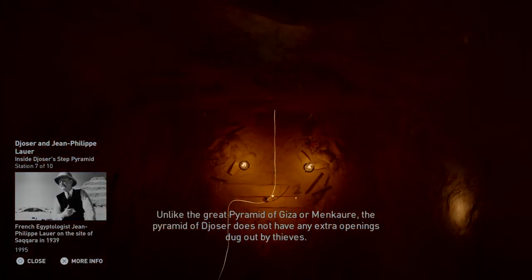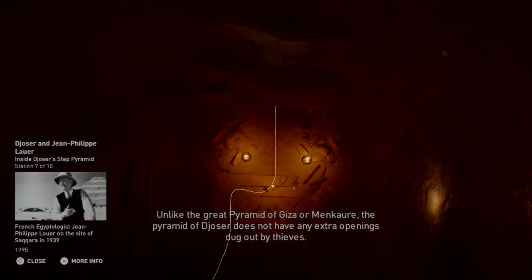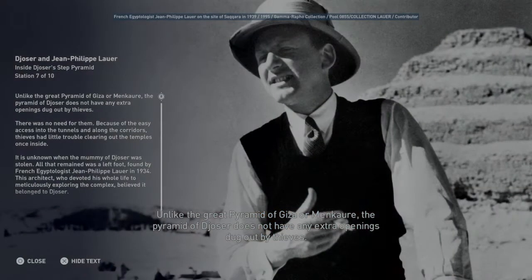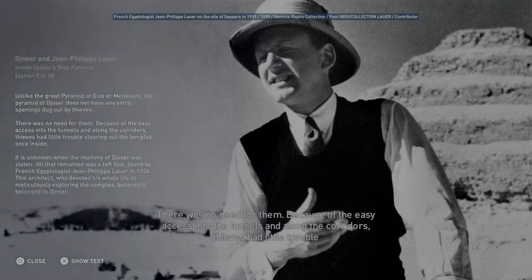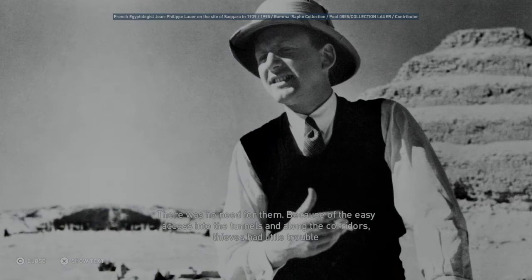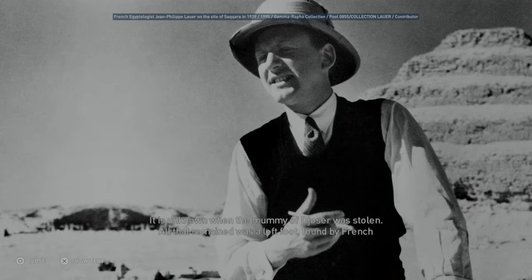Unlike the Great Pyramid of Giza, or Menkaure, the Pyramid of Djoser does not have any extra openings dug out by thieves. There was no need for them. Because of the easy access into the tunnels and along the corridors, thieves had little trouble clearing out the temples once inside. It is unknown when the mummy of Djoser was stolen.